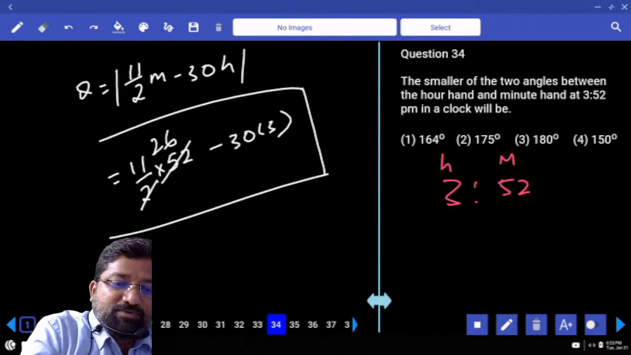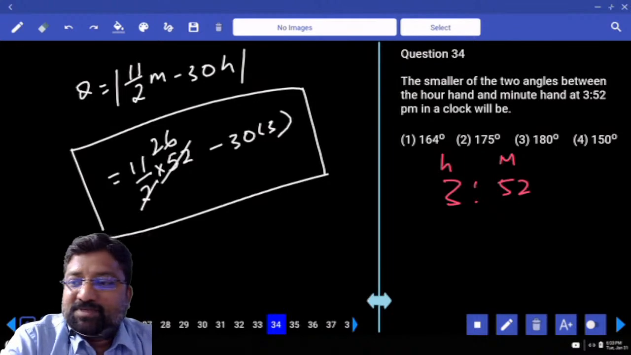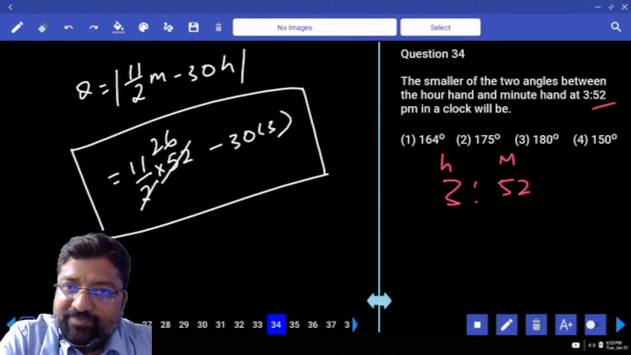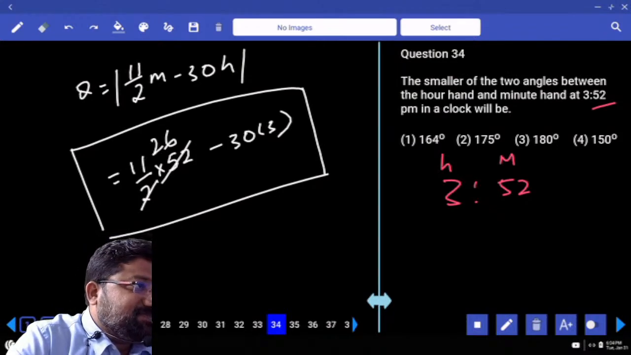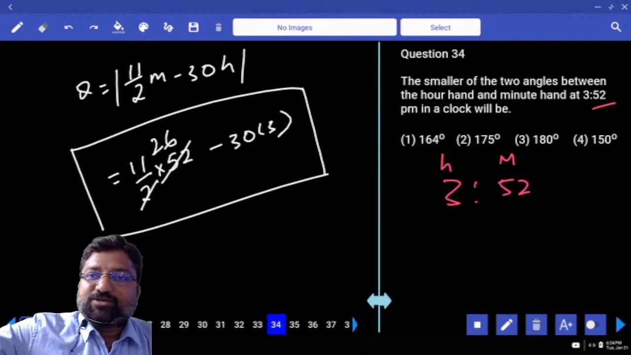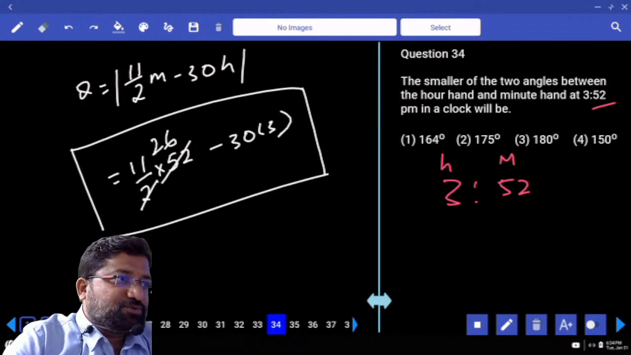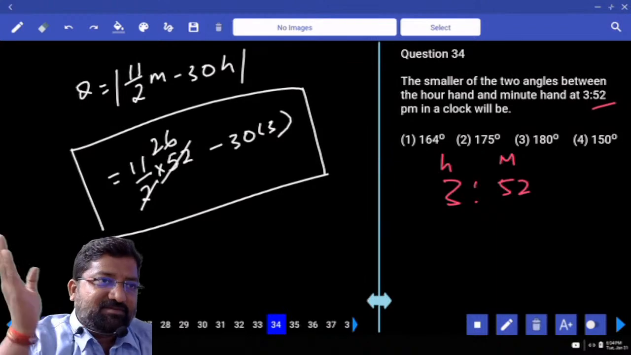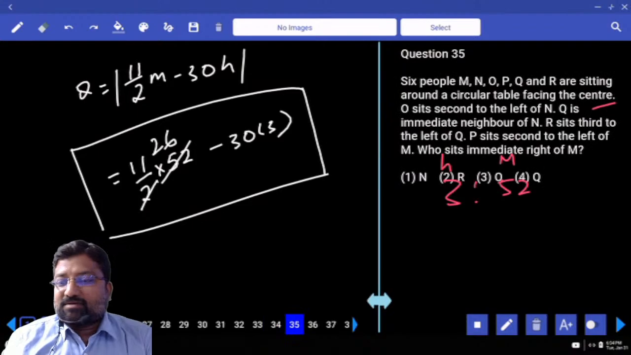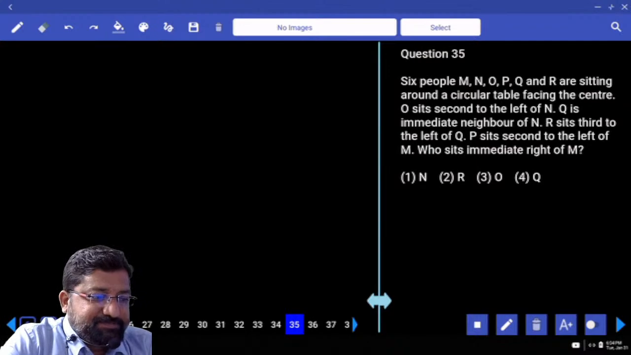I don't want you people to do all these calculations. You are no more kids. This calculation should be done only in the mind. Because 52 is an even number, it is obviously divisible by 2. Whatever the value you get, you will multiply it with 11. That value minus 30 into 3, that is 30 H. Is this clear to you all? This is how you are supposed to go. And this is the only formula that we will use for clocks. Done?